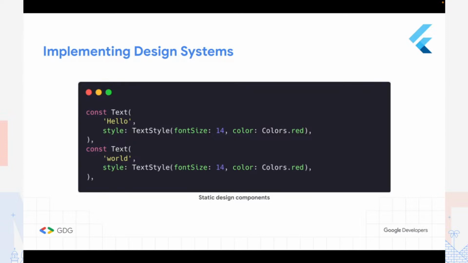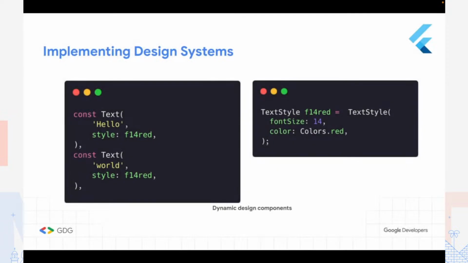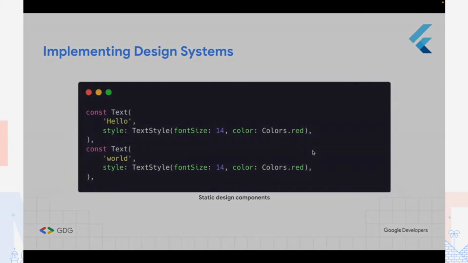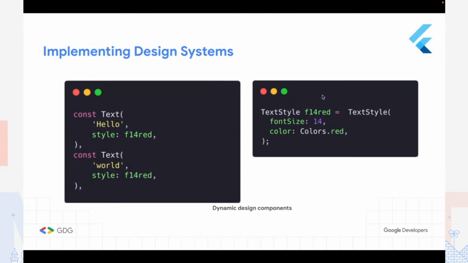Now, this is a very basic example. If I had to do the same thing for 10 different text widgets, then I have to write the text style widget 10 different times, which obviously is going to take more time also. So what I can do here is I can extract the text style widget. I can make it a common text style variable where the font size is 14 and the color is red, which is same as what I had here. Call it F14 red, and then use it here in the style.